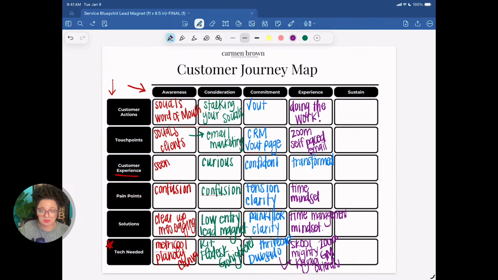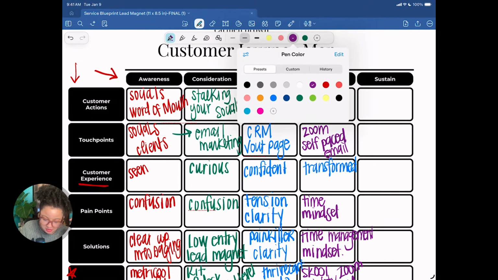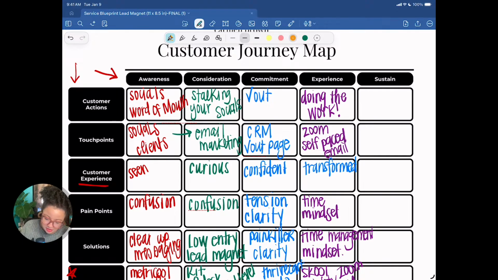How do we want them to feel? Let me think if I can think of a word. How do we want them to feel when it comes? Whoops! It zoomed in on me. We want them to feel... Let's pick a new color. Maybe we'll continue with the idea of them feeling transformed at the sustained stage.